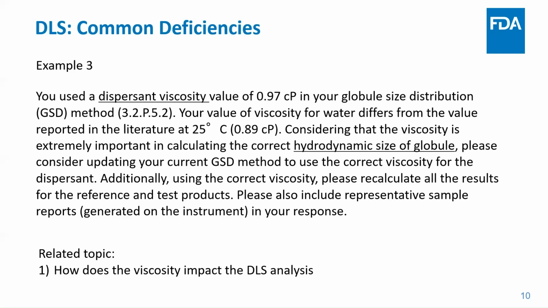equation. So let's say instead of 1, you put 2. What that means is, it should be 1 centipoise, but if you put 2 centipoise, your particle size will automatically be reduced by half. So it's a direct relationship between the input value of the viscosity and the output size value. So in this case, they are using an incorrect dispersion viscosity for the temperature that they are using. So we're asking them to use the correct value.